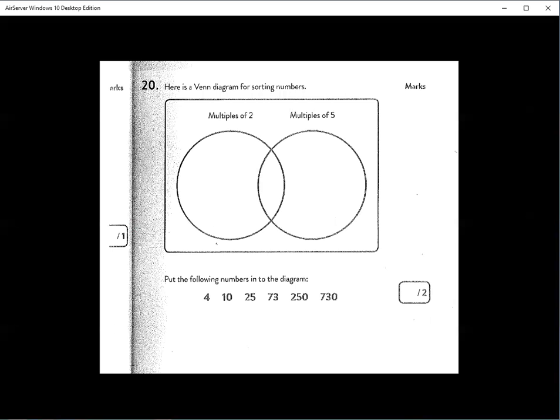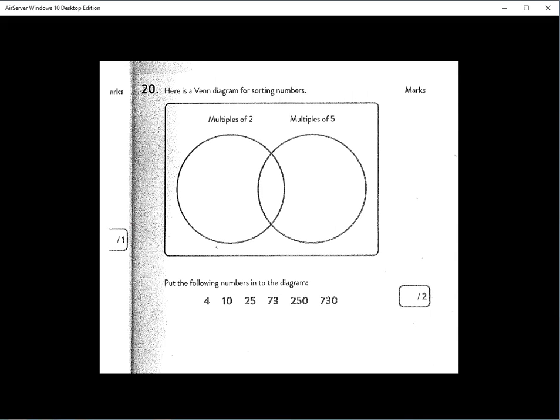Last question. I think this is the last question. Okay, here is a Venn diagram for sorting numbers. Put the following numbers in the diagram. 4 will go in multiples of 2. 10 will go in the middle. 25 in multiples of 5.